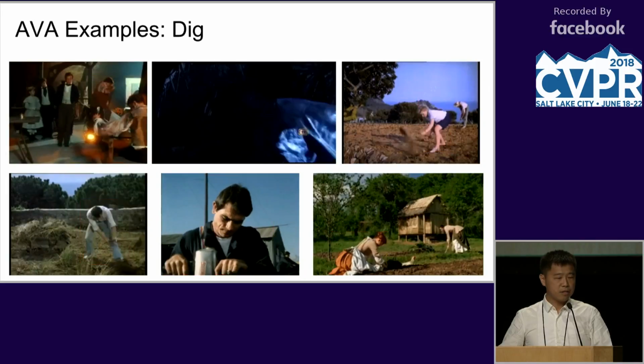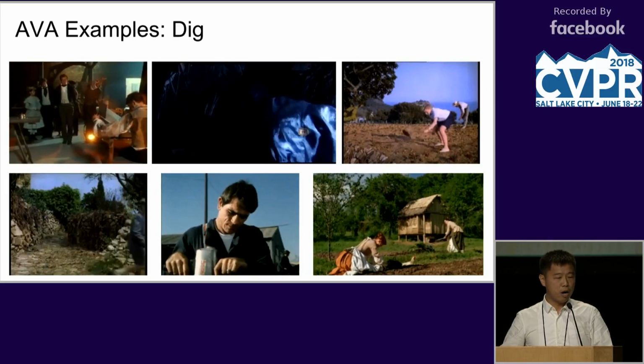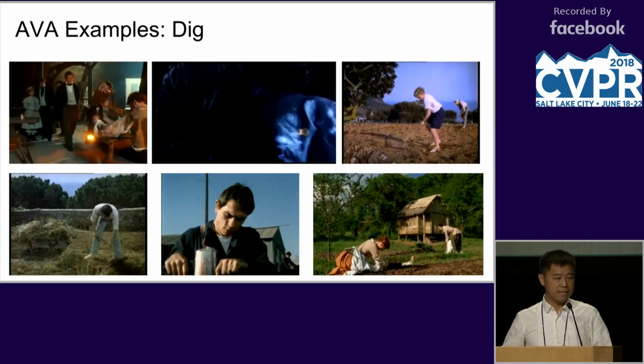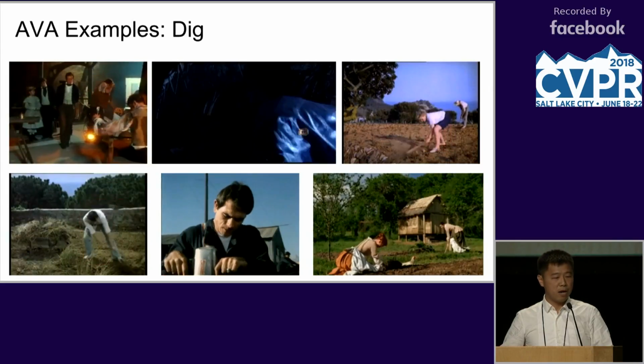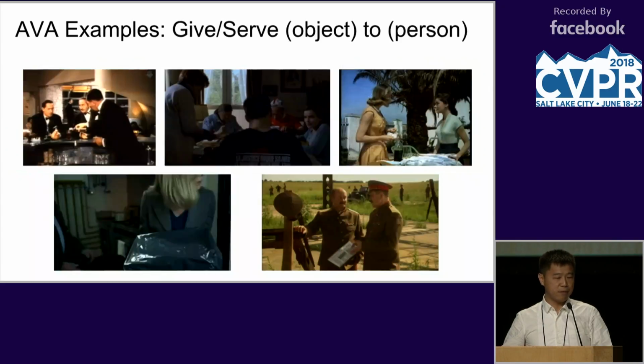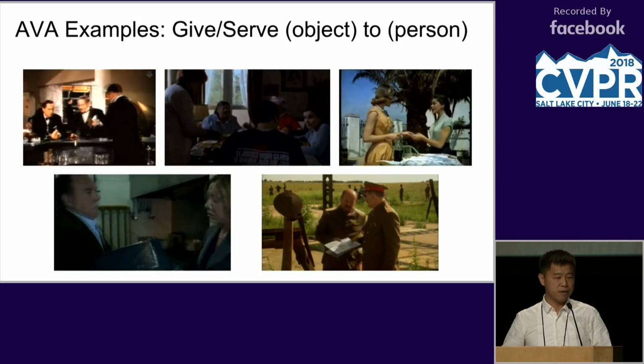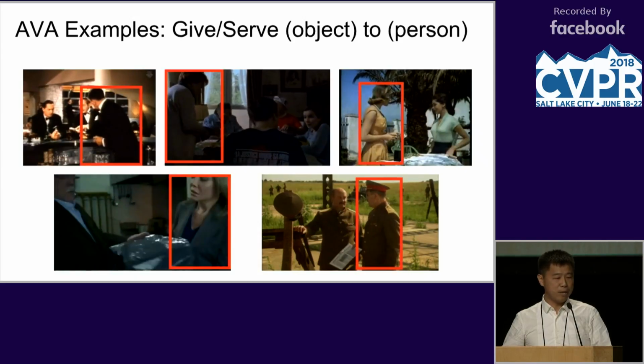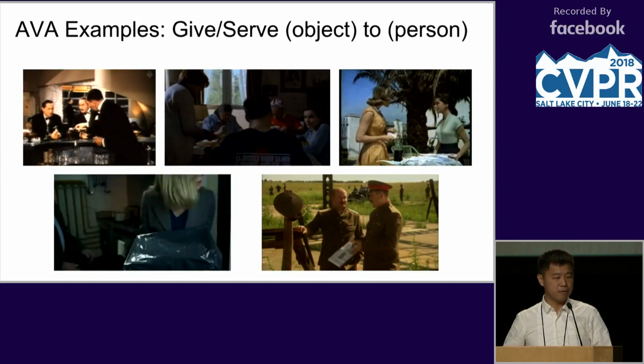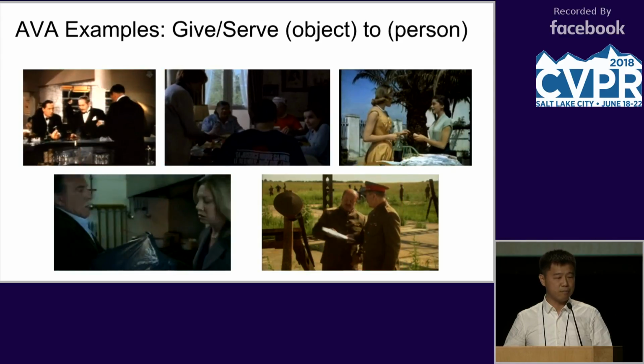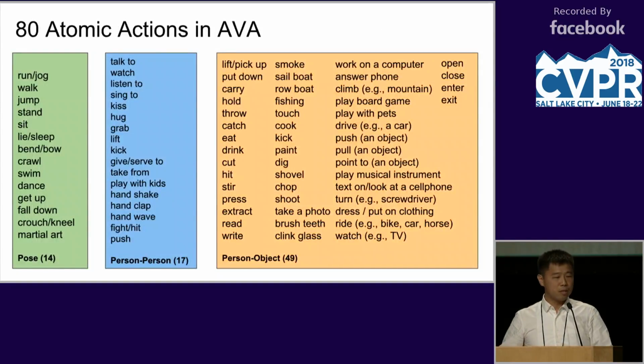So some of our EVA actions are object agnostic. For this dig example, people can dig with different tools, so the intra-class variation is very high. Here, we don't care about what object people interact with, but really focus on the action by itself. So we have densely annotated 80 atomic actions in EVA, and each action corresponds to one of 3 groups: pose, person-object, and person-person.